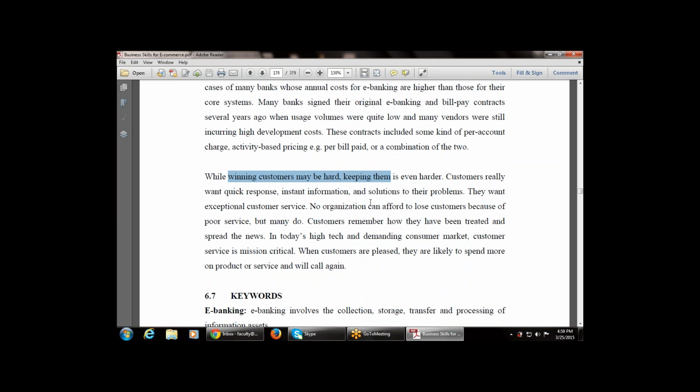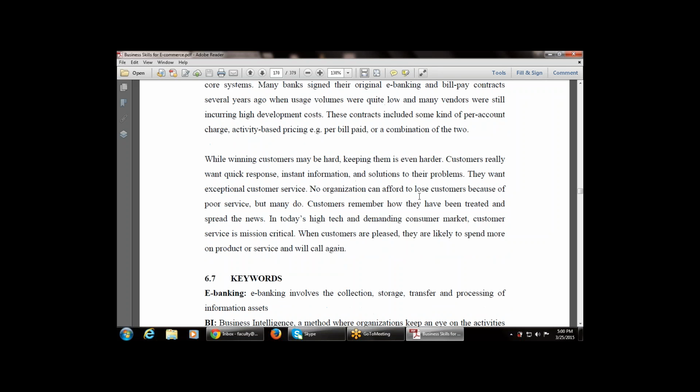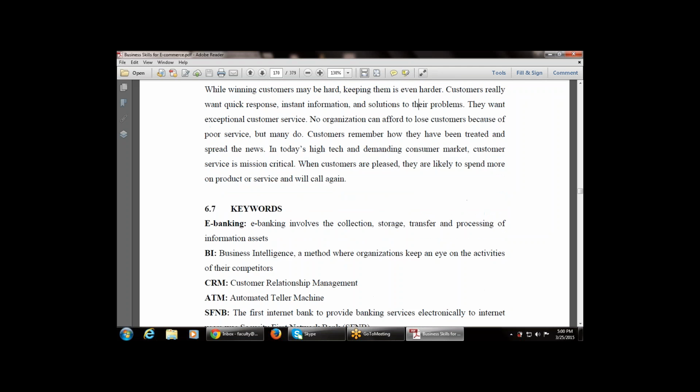Then this is the paragraph, that winning the customer is very hard, but keeping them is also a very hard process. So consumers, or customers, are the king of the business.